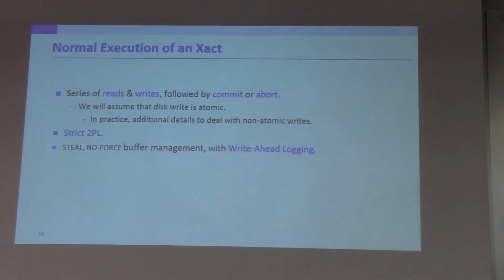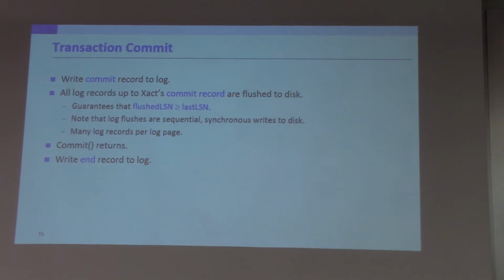So the normal execution of a transaction is a series of reads and writes, followed by either commit or abort. We use strict two-phase locking, which means concurrency control is in place. We only have serializable schedules because strict two-phase locking only gives us serializable schedules. It also means that we don't have to worry about cascading abort. We're still using no force with write-ahead logging. So when a transaction commits, you must guarantee this condition for the reason I have explained already.